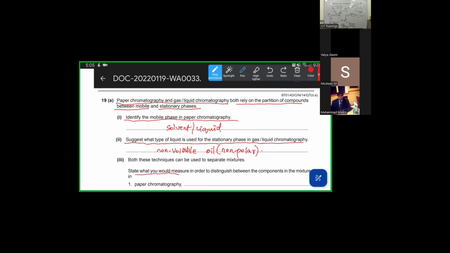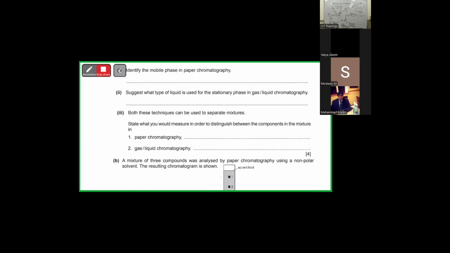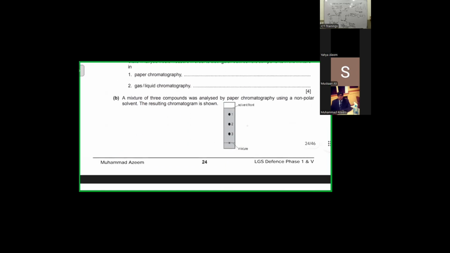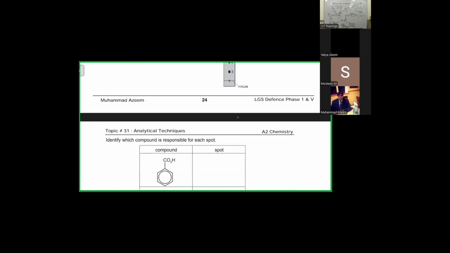What would you measure in order to distinguish between the components in the mixture in paper chromatography? You measure the RF value. In GLC, what do you measure? The area of the triangle, the peak, which is being formed. Okay, did you get it, guys? Yes sir.